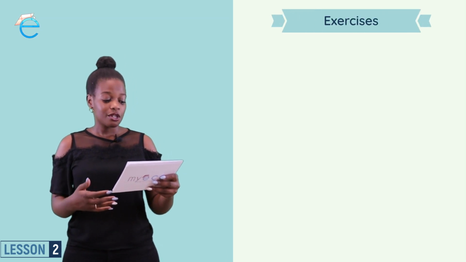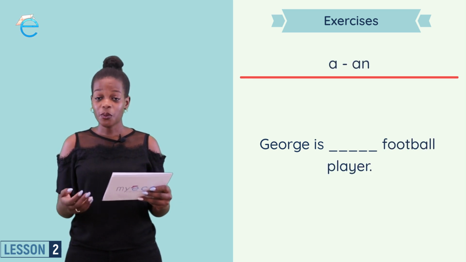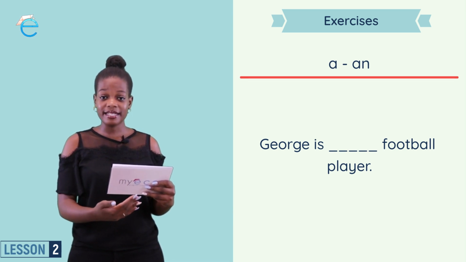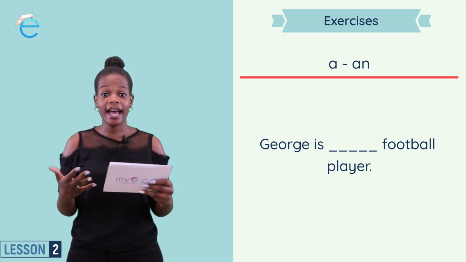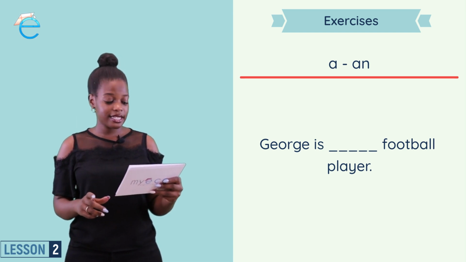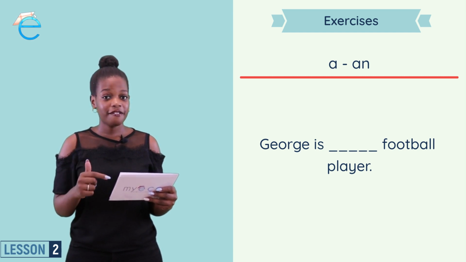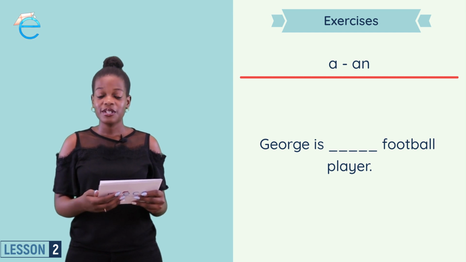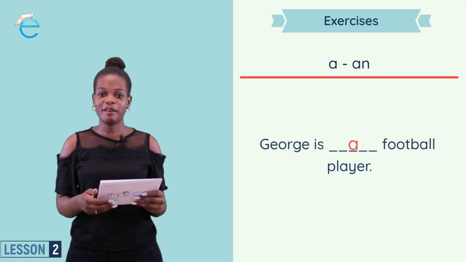Now, let's look at an activity together. Number 1 says, George is blank football player. So we know we have our normal sentence structure, noun plus is plus noun, and to show one, I use a or an. Let's look at my second noun in the sentence, football player. One football player, and F is a consonant and it makes a consonant sound. So I'm going to say a football player. George is a football player.